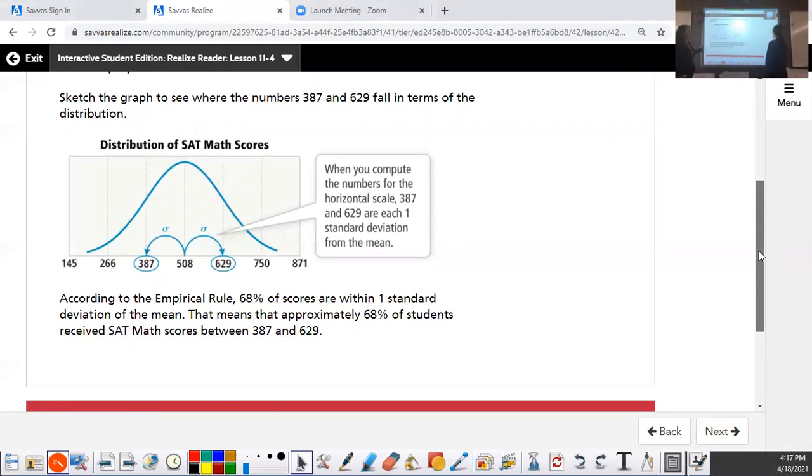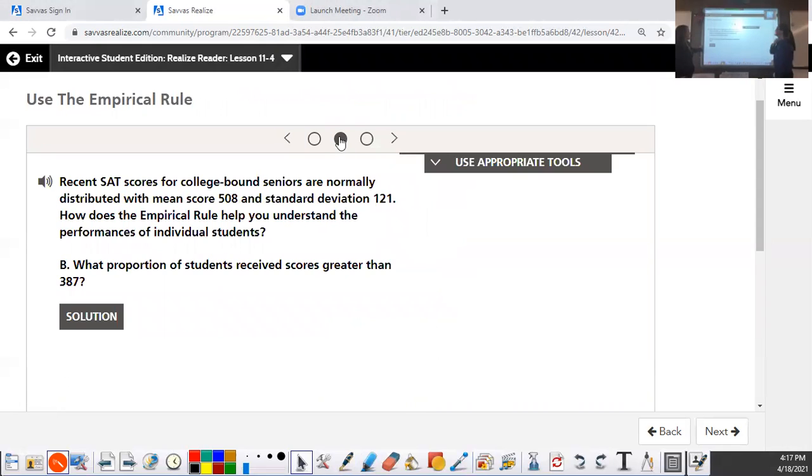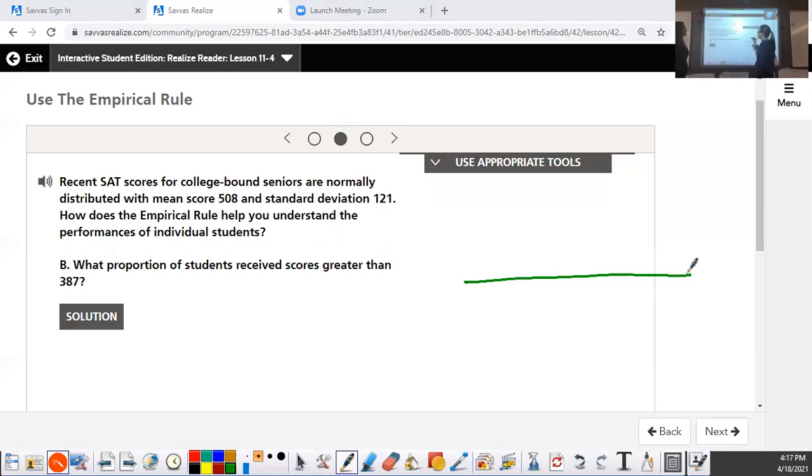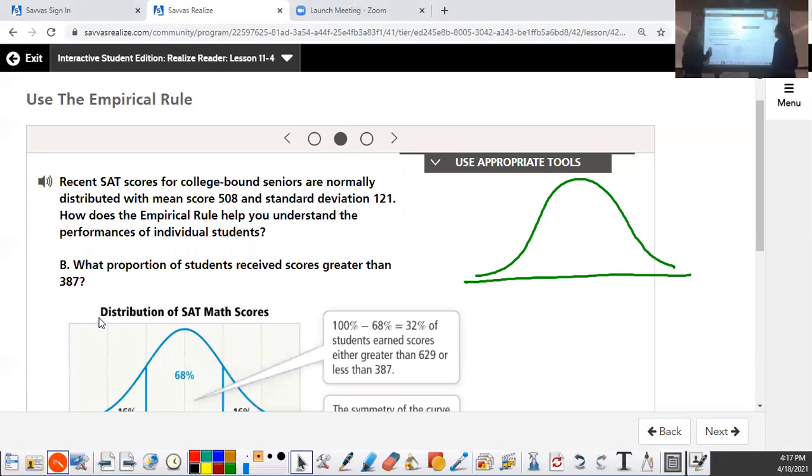What if you got a weird number? Come on, computer. Okay, so now they're talking about SAT. And again, I still have to draw my curve. Wait, go back. What proportion of students?